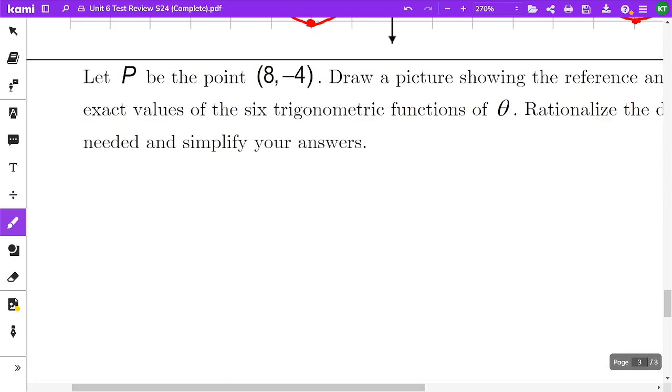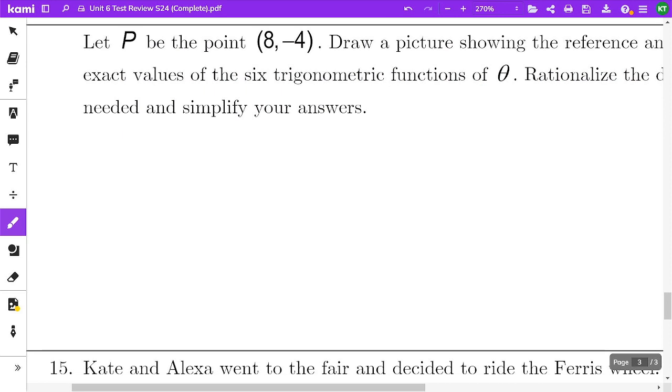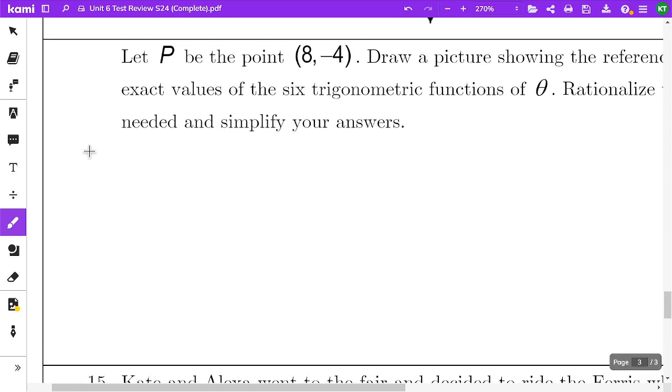First off, the point 8, -4, that's going to be in our fourth quadrant. So I'm only going to draw my fourth quadrant because I don't want to draw more than I need to draw. So it's going to go right 8 and then down 4.